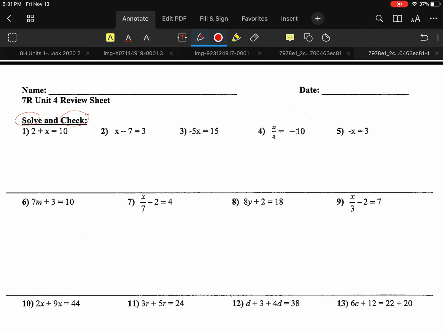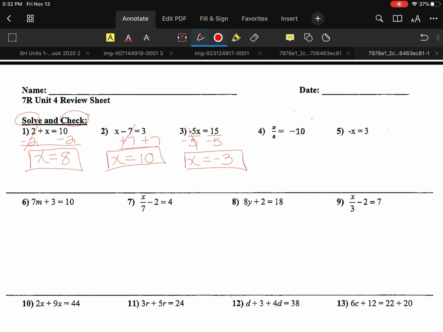Problem number 1. Again, these should be done already. You should just be fixing and correcting. I'm going to start by subtracting 2 on both sides. Those are gone. So x is equal to 8. And again, check that by substituting that 8 back in. Number 2, the inverse of subtracting 7 is to add 7. X is equal to 7, 8, 9, 10. Use your calculators. Number 3, the inverse of multiplying by -5 is to divide by -5. I have x is equal to -3.